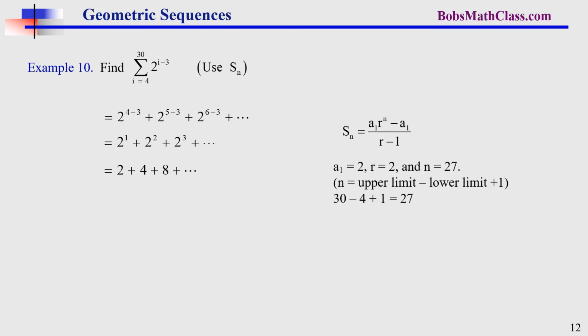So our a1 is 2, and our r is 2, and n would be 27. 30 minus 4 plus 1, 30 minus 4 is 26, plus 1 is 27. So n is 27. Plug those numbers into the handy dandy formula, and then into your handy dandy calculator, and calculate. $268,435,454.